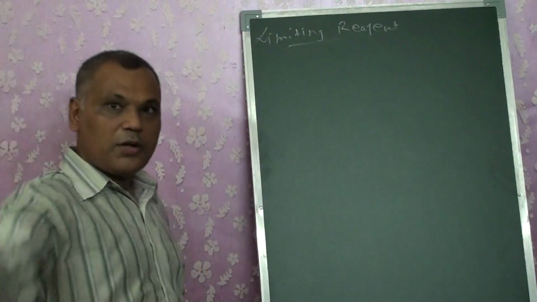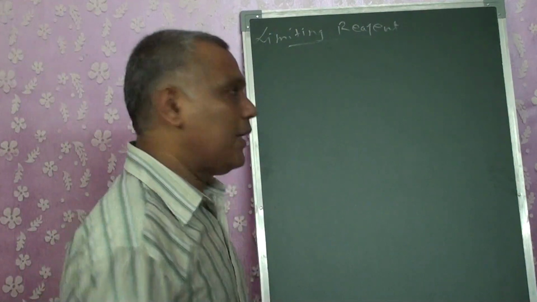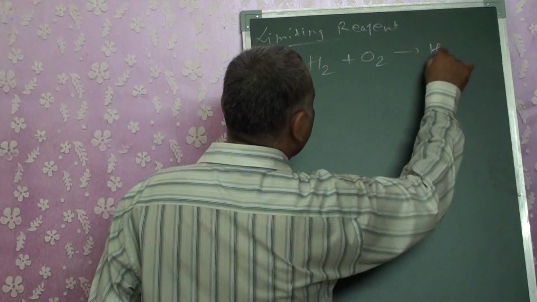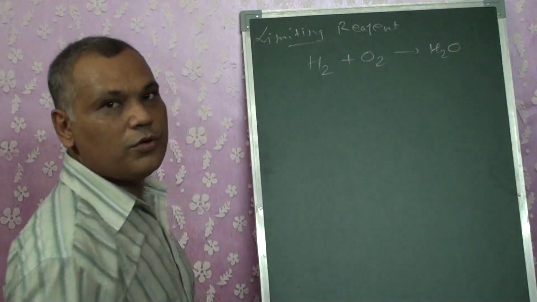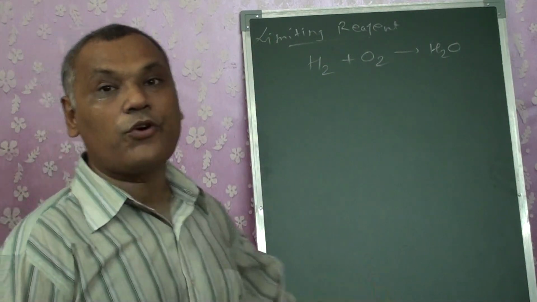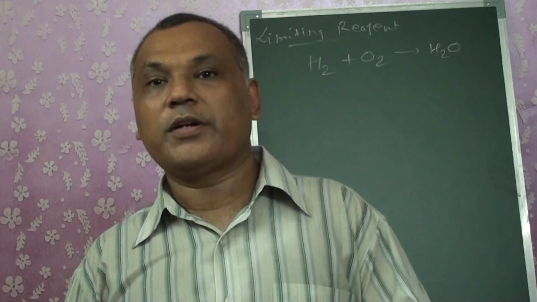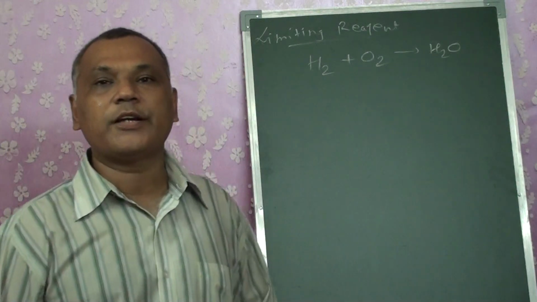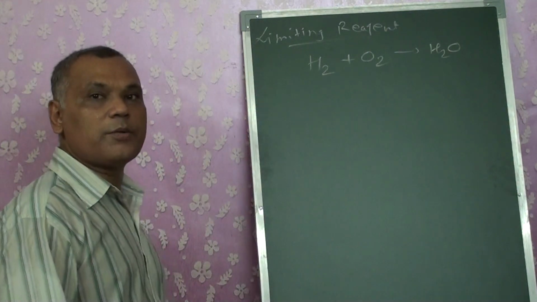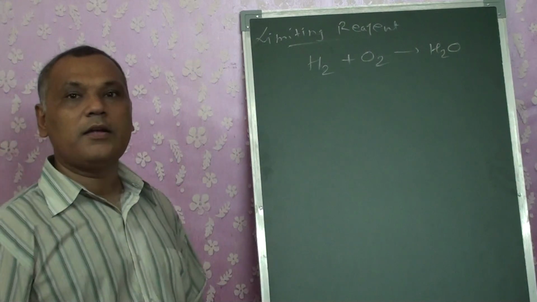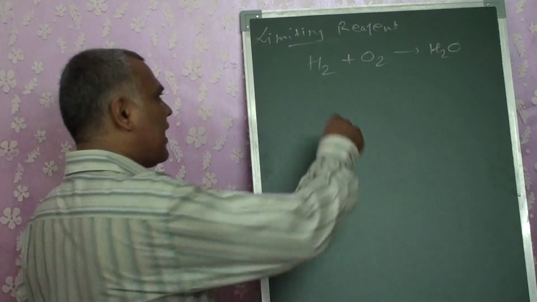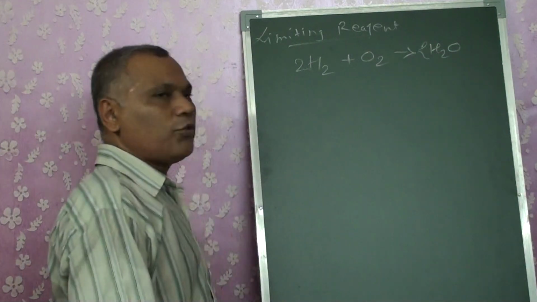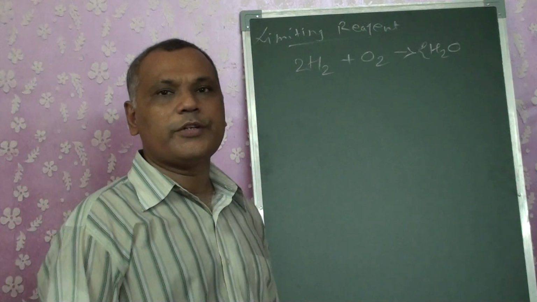Let us first understand it with the help of an example. We know the reaction of H2 plus O2 gets converted into H2O. But when I want to study the limiting reagent, the first factor is to balance the reaction. All of you know how to balance a reaction, by trial and error method. Here the reaction is much easier. We know the balanced reaction: 2H2 plus O2 gets converted into 2H2O.